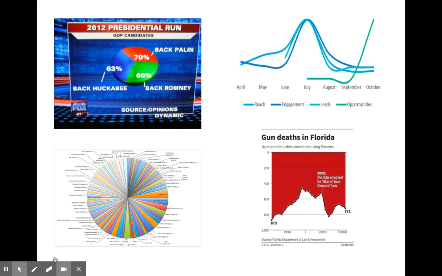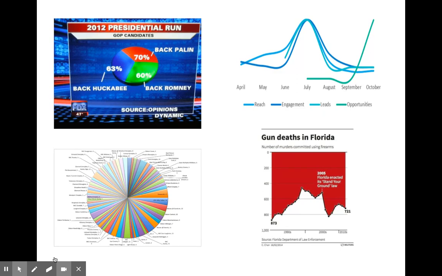And so on these, we can see some of these do not have titles. Some of these, the data is not entered accurately. If you look at the 2012 presidential run, the percentage is over 100%, so the data is not accurate. There's such a thing as too much data, which we see in the pie graph. And then if you look at gun deaths in Florida, it's actually very misleading.